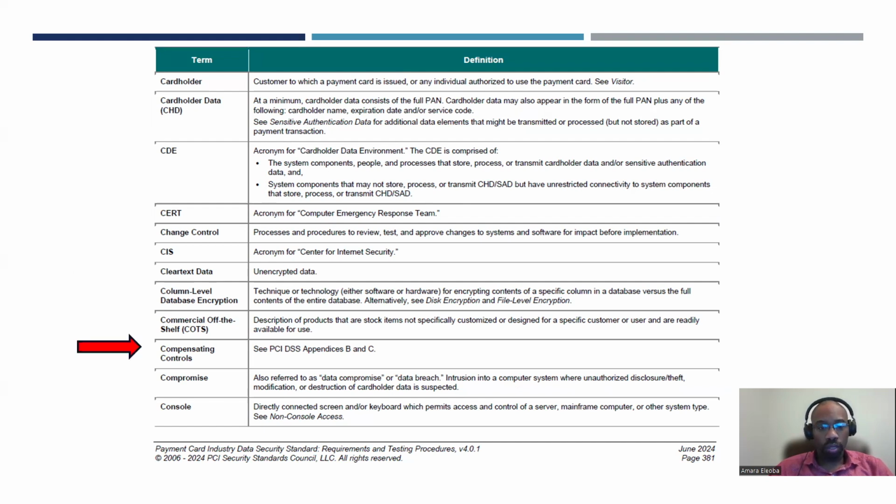Compensating control, we'll discuss that later, but it's just a control that is used in place if a particular PCI requirement or sub-requirement is not functioning properly or for any reason. Then you can have what we call a compensating control to make sure that is in place to reduce or mitigate the risk of that PCI requirement not being there, okay? I will go into that later.